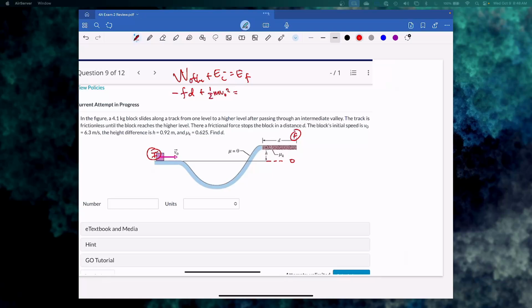All right. At the final point, is it moving? No. Does it have gravitational potential energy? Yes. And is there any spring there? No. So that's all I got. Let's hope it's enough. What's friction equal to?